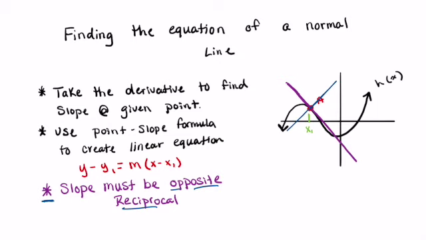And so that's all we're going to be looking at today. We're going to take the derivative to find the slope at a given point. Then you're going to use the point slope formula to create a linear equation, utilizing y minus y1 equals m times x minus x1. But that m is where you have to use the opposite reciprocal. Otherwise, if you plug in the value of m you get out of the derivative, you're going to be finding the tangent line. In order to find the normal line, you have to take the opposite reciprocal of your slope. All right, so let's see what that looks like.